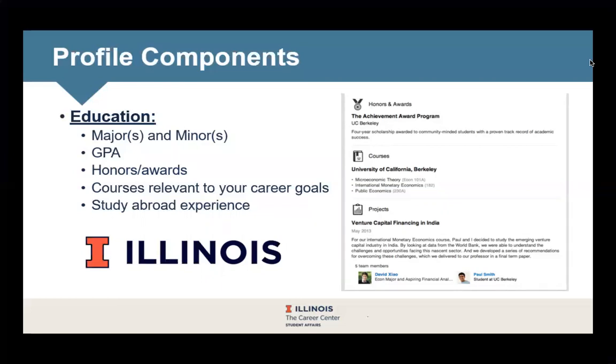Any honors or awards that you received, any courses relevant to your career goals. So say, for example, you studied econ in undergrad, but you really have an interest in going into, say, management consulting, a little bit different than that econ major. I would, if I were you, put relevant courses such as small business consulting and any other courses that could sort of prove that although you studied one thing, you took classes in what you want to pursue in the future. And also be sure to include any study abroad experiences.